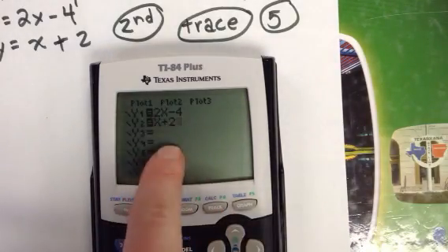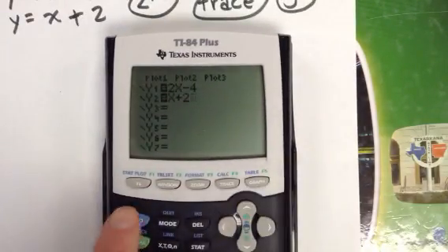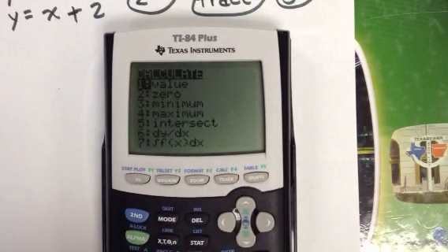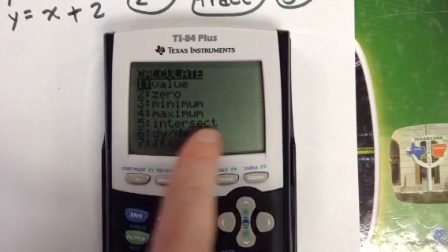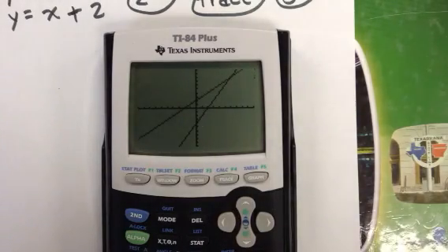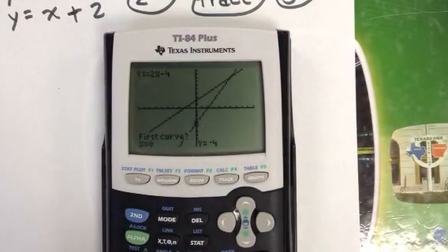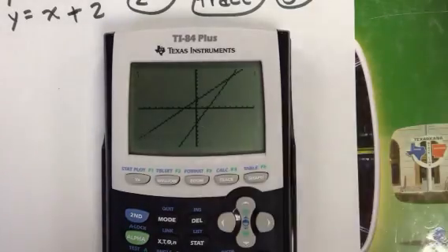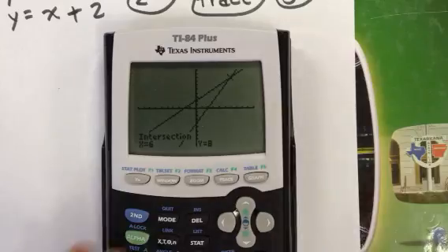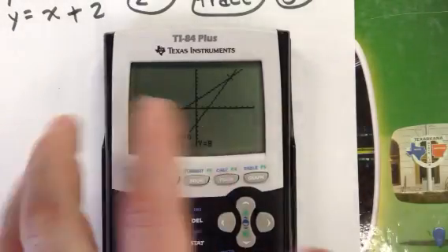So with these two in your calculator, the blue button, trace, 5 says intersect, let it draw it. Okay, you had to hit enter, enter, enter. So, oh, it did turn out pretty. This intersection was at 6, 8.